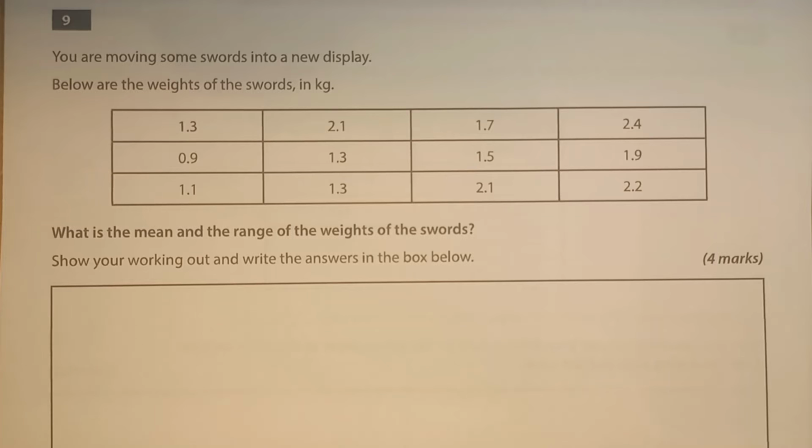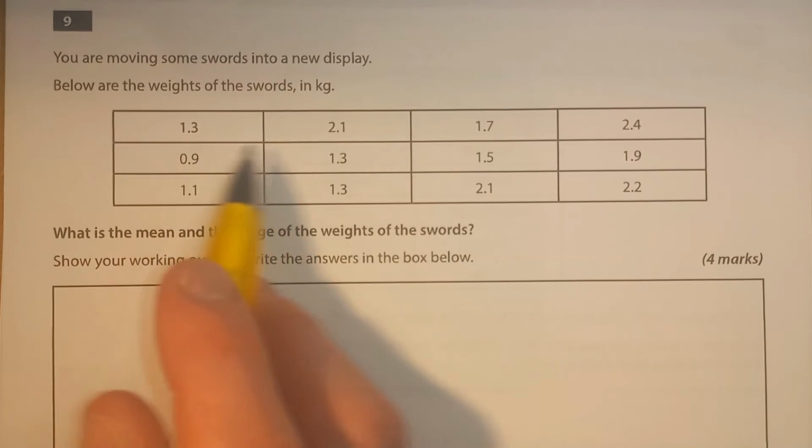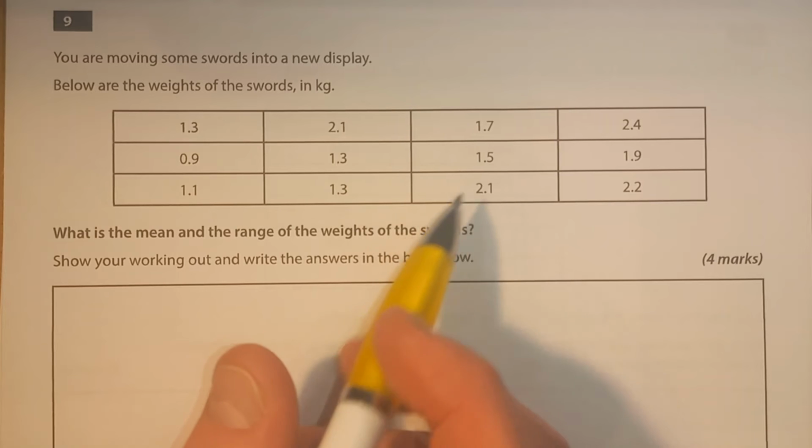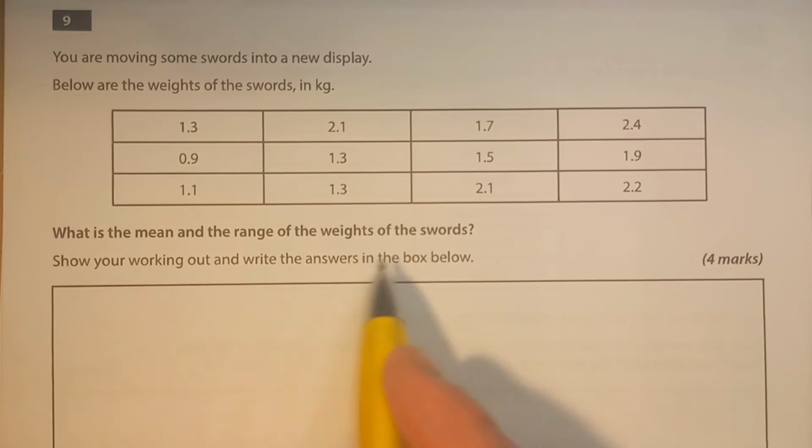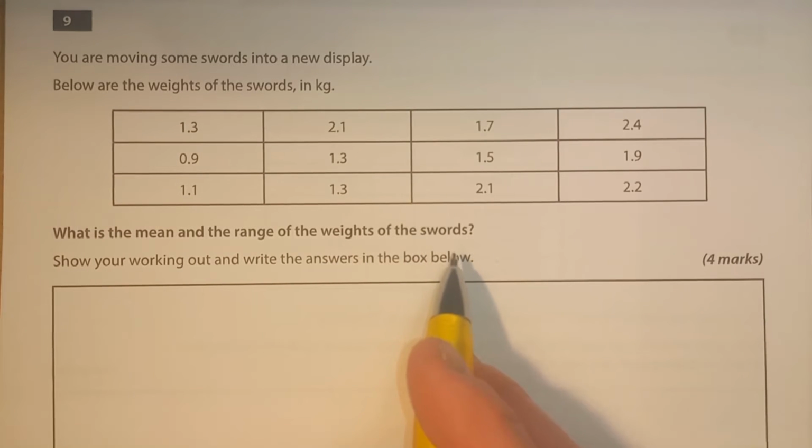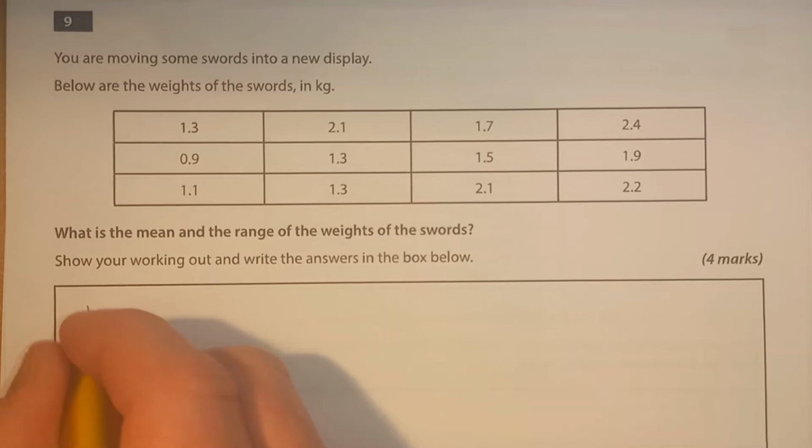Question 9. You're moving some swords into a new display. Below are the weights of the swords in kilograms. So we've got 1.3 kilograms, 2.1, 1.7, and so on. What's the mean and the range of the weights of the swords? Well, let's start with the mean.